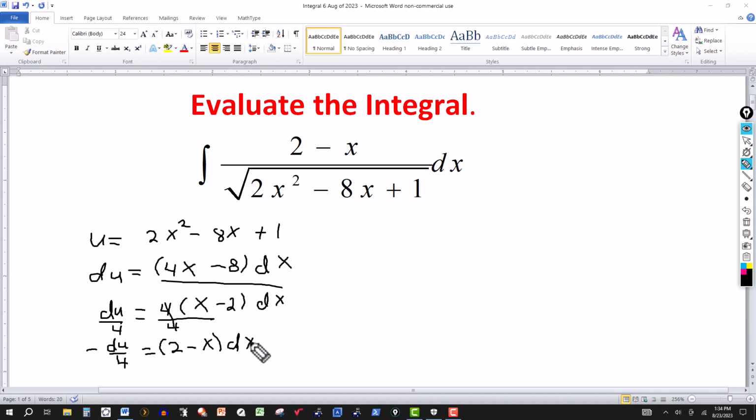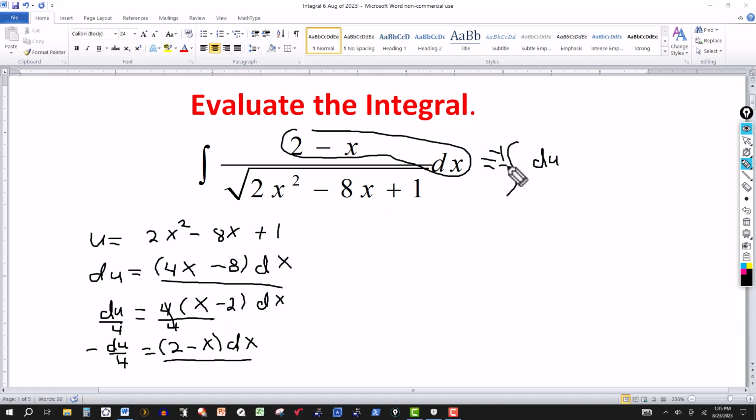Sometimes you just take this expression and solve it for dx and then substitute what you get for dx over here. But you can also do stuff like this. Right there, that's 2 minus x dx, and that's what I have right here, 2 minus x dx. So I can make that substitution. This would be the integral, and 2 minus x dx can be replaced by minus du over 4.